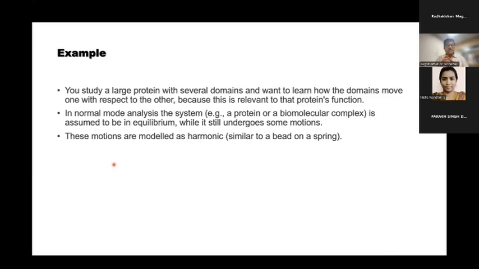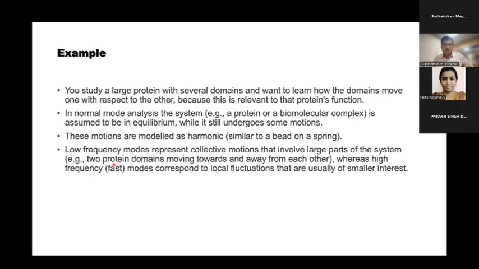So these motions are considered harmonic, meaning they have a Gaussian distribution. They have a normal distribution. If they can extend up to this point, they'll compress to a certain point. So you can connect a spring and you can use Hooke's law to study the harmonic motion, similar to a weight on a spring.